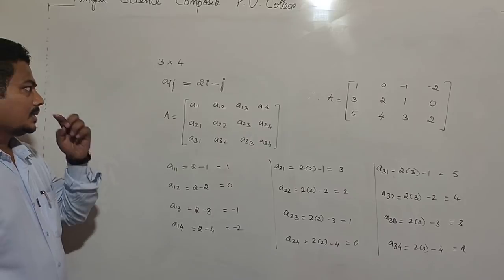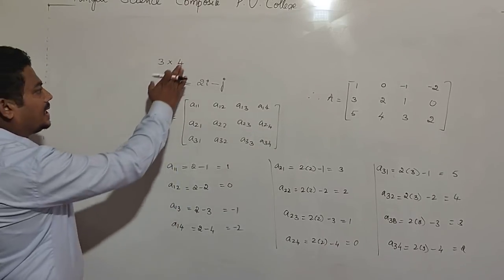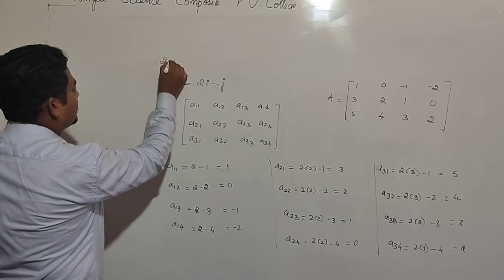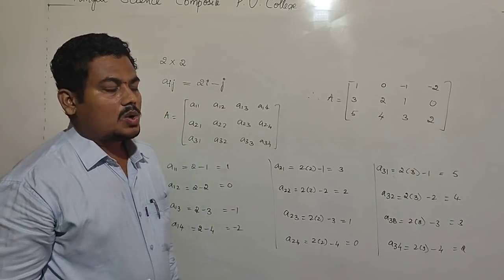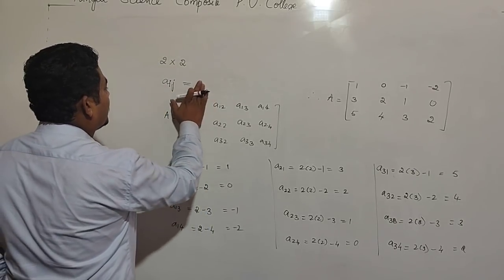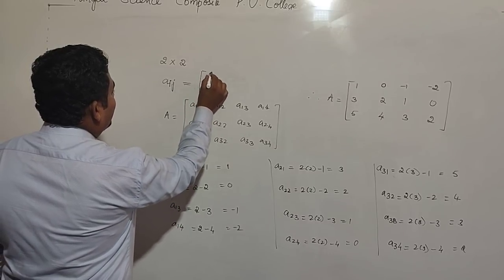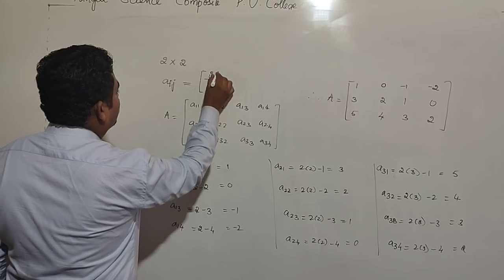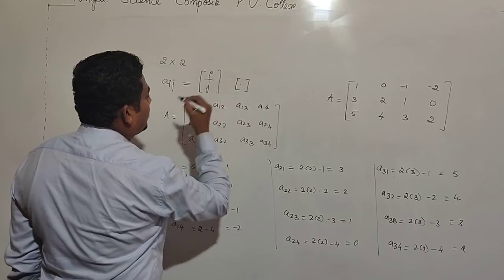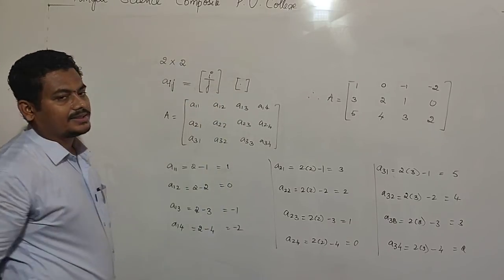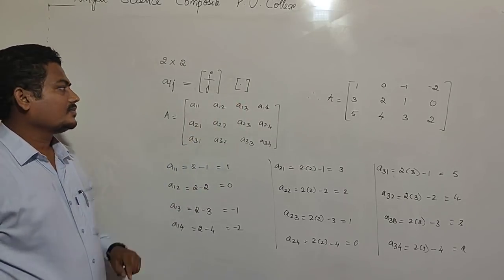Next problem. Construct a 2 cross 2 matrix whose elements are given by Aij equal to step of i divided by j. Here step denotes the greatest integer function.